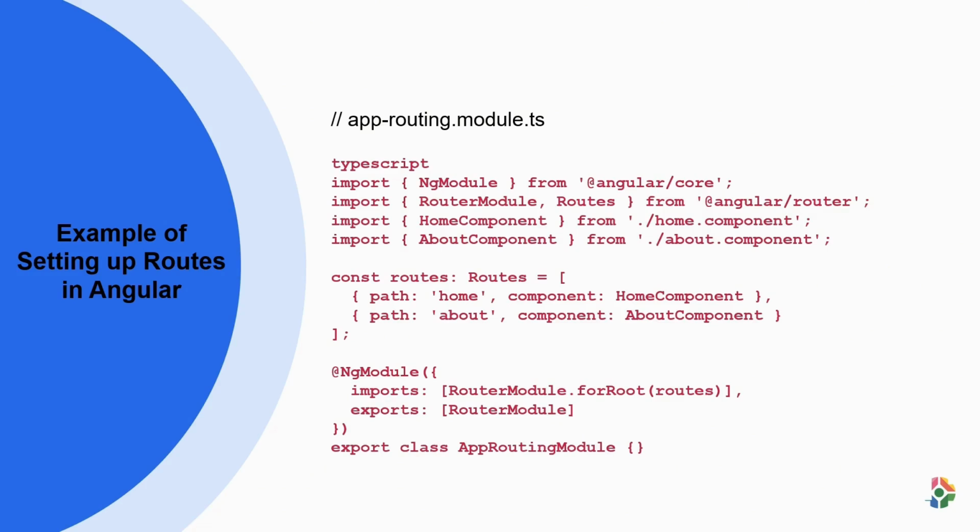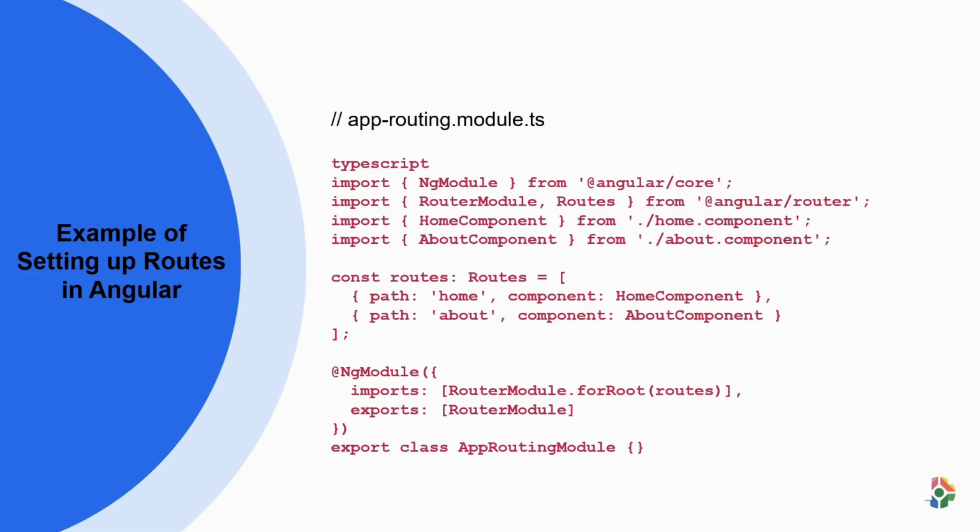Each route object consists of a path property defining the route URL segment and a component property specifying the corresponding component to be rendered when navigating to that route. In this example, there are two routes configured, home and about, each pointing to the home component and about component, respectively. The @NgModule decorator is then used to define the metadata for the module.